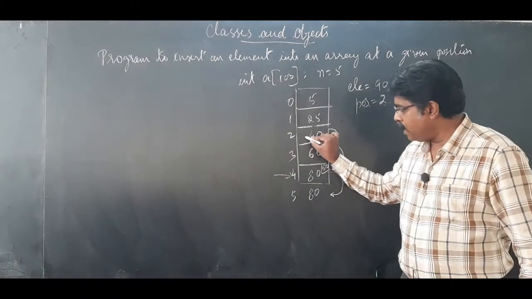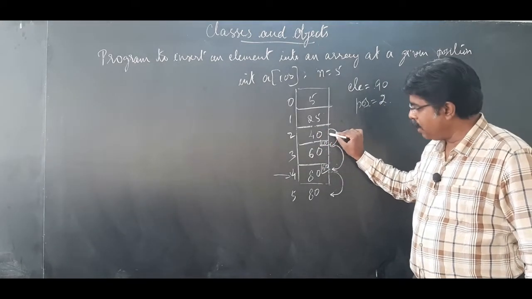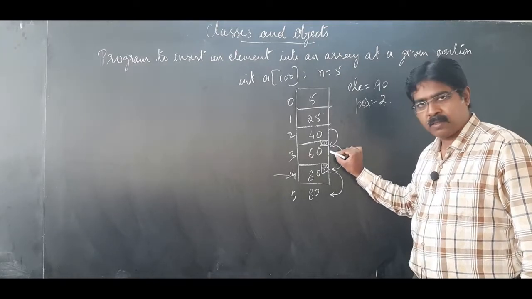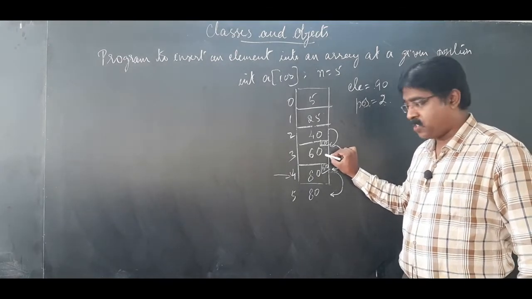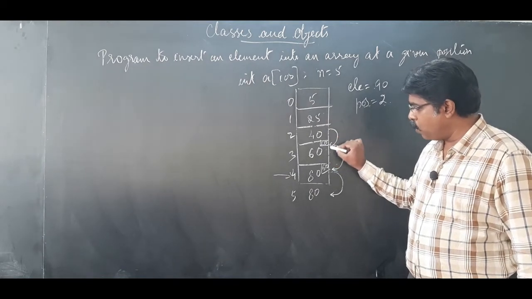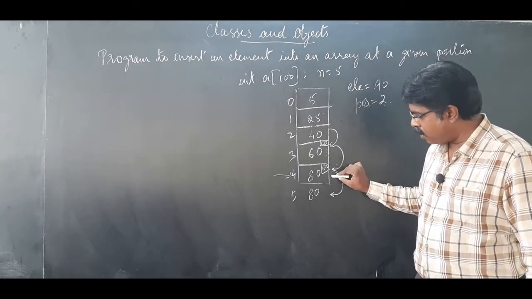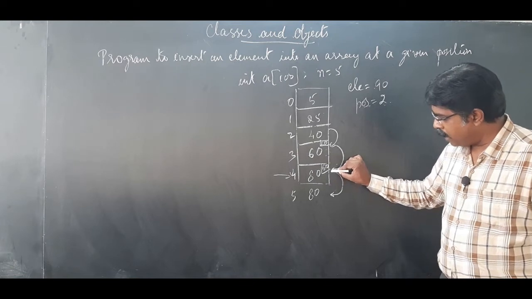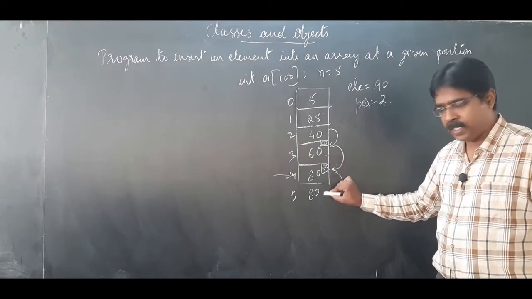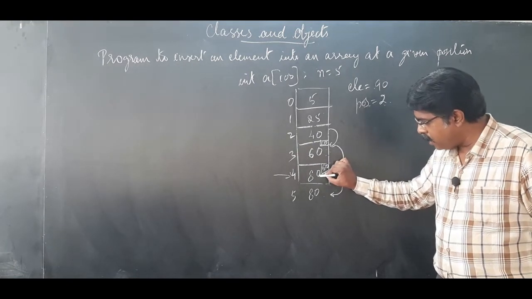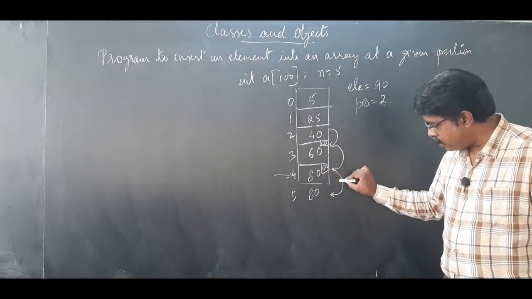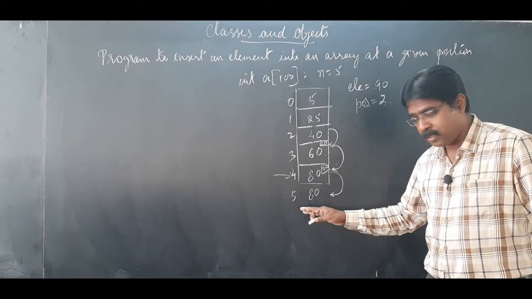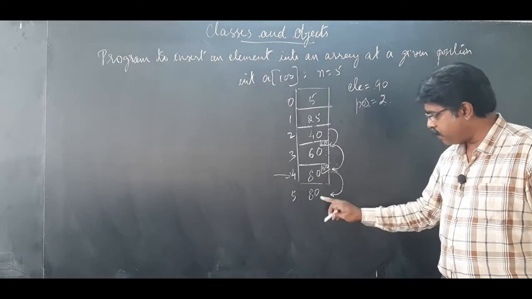As I said before, if we shift from the given position, that is position equals 2, and this second indexed element, which is 40, is shifted to the next position, we may lose the element 60 because 40 may come over 60. Hence, we start shifting from the last position to the next. That is, the element 80, which is at the last index, we take the help of the next index, that is 5, and we shift it.